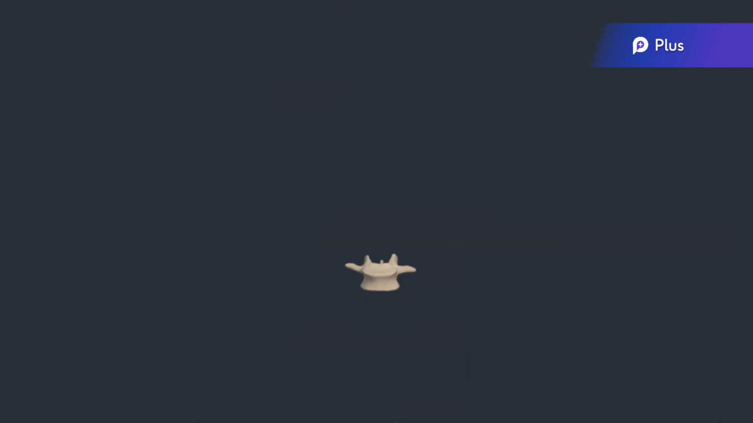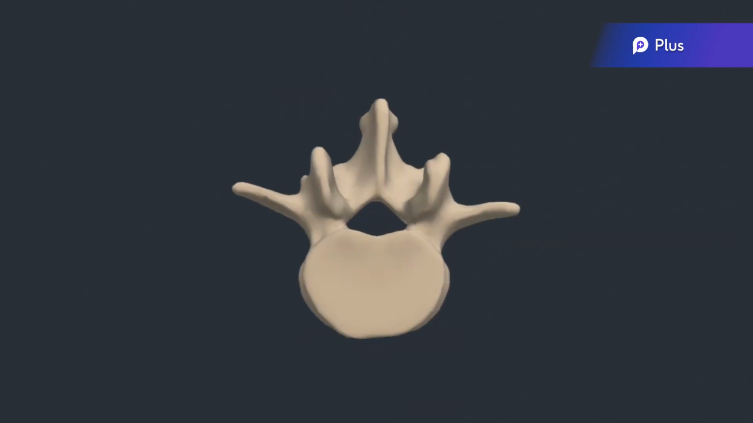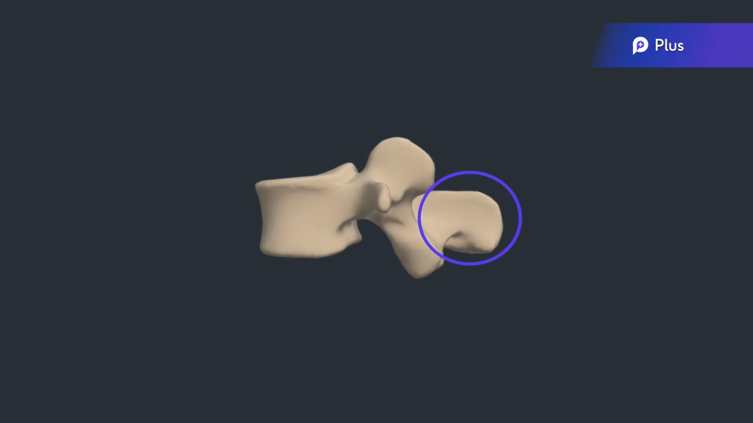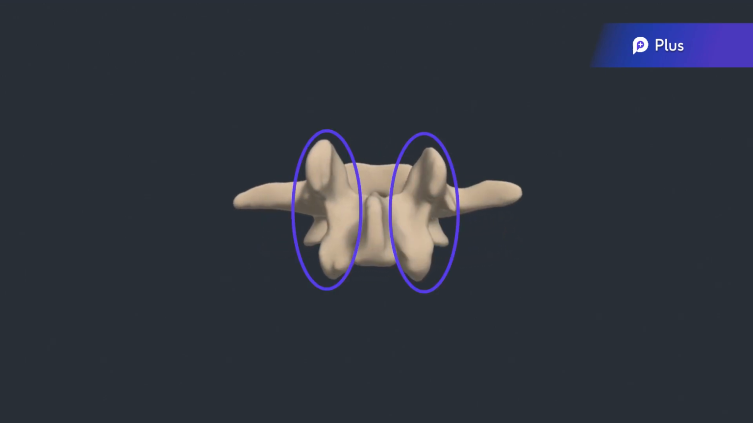If we look closer at each vertebra, we can see a few distinguishing features of lumbar vertebrae. They have larger vertebral bodies and are the largest vertebrae in the body, reflecting their function as load-supporting structures for the rest of the upper body. They have short and thick spinous processes that stick straight out rather than at an angle. The articular facets are also vertical.